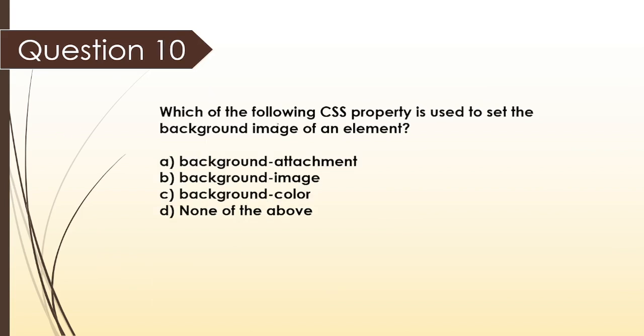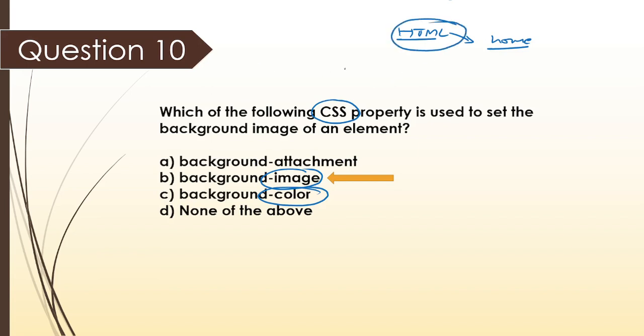Last question for today is, which of the following CSS properties is used to set the background image of an element? So we have talked about background color. For background color, you always use the background-color property, and similarly for background image, you need to write background-image. That is in CSS. Now if we talk about HTML, this is a homework question for you. If you want to use a background image just by using HTML, and I'm not talking about CSS here, then what syntax should you write?